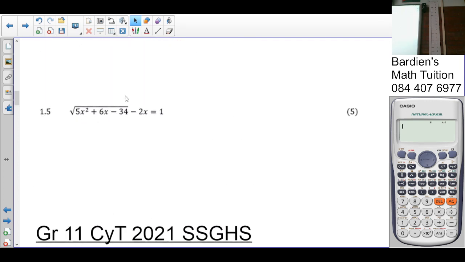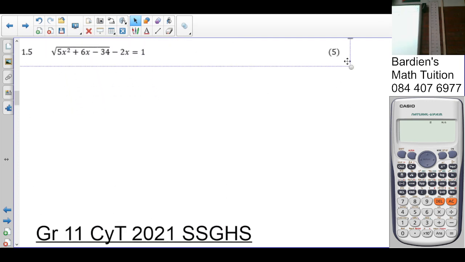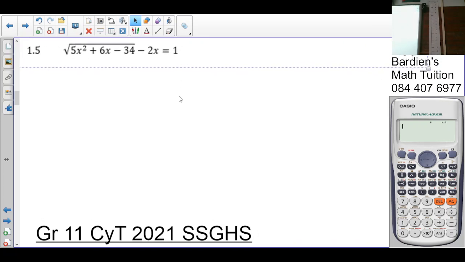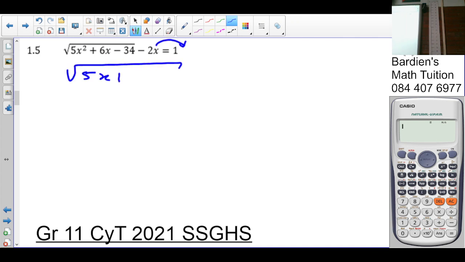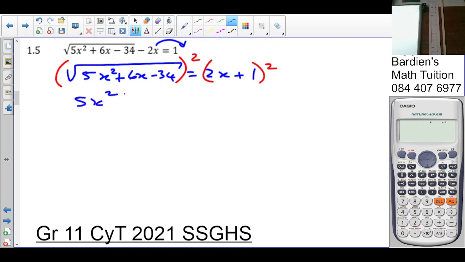Let's go to the next one, 1.5. What do I have to do first? Take it over the equal sign, so it becomes the square root of 5x squared plus 6x minus 34 is equal to 2x plus 1. Why do I do that? So that I can isolate the root. So what do I do now? Square both sides, which gives me 5x squared plus 6x minus 34 equals 4x squared, the binomial squared, 2x times 1 times 2 is plus 4x, plus 1.